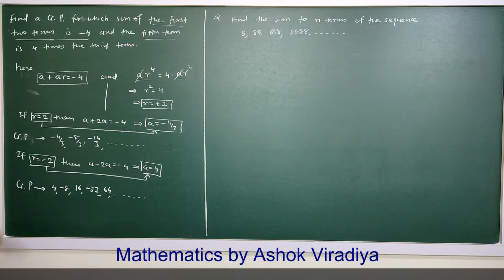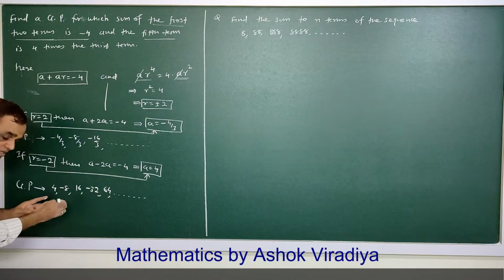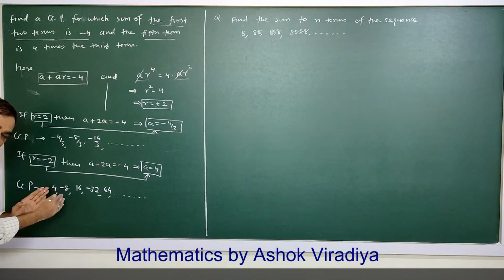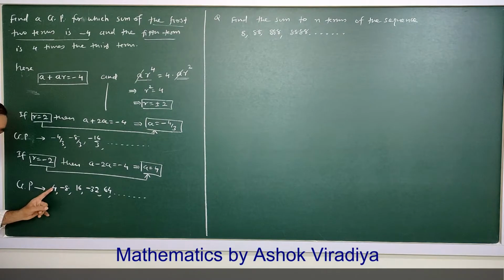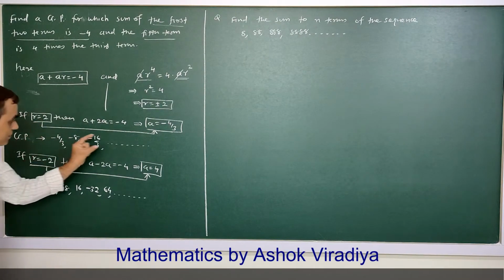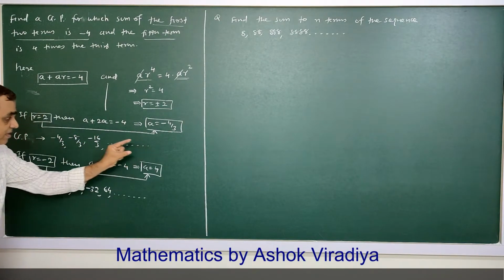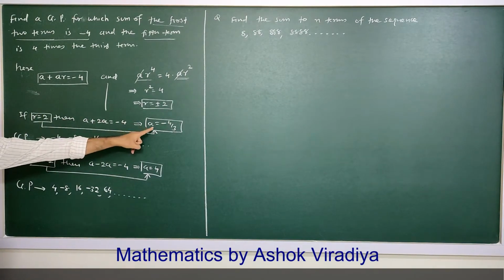Look here. Ratio is negative. When ratio is negative, in a progression, terms have alternate signs. First term is positive, then negative, positive, negative, positive, negative, if ratio is negative. But if ratio is positive, then all the terms of the sequence are either negative or positive, depending on the sign of the first term.